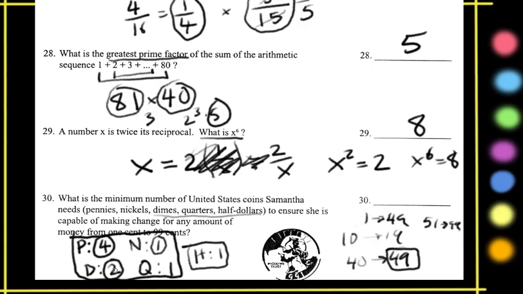So how many coins do we have? 4, 5, 6, 7, 8, 9. So the answer is 9.